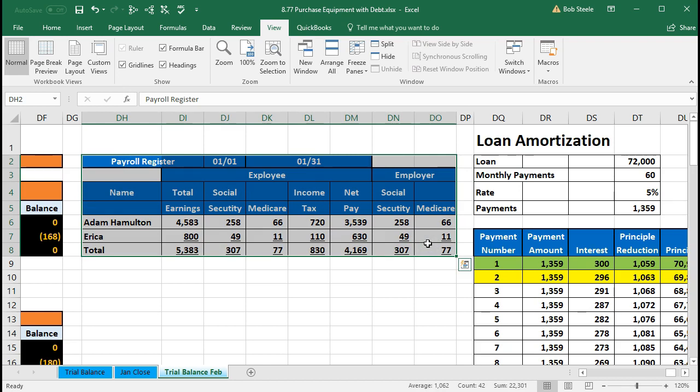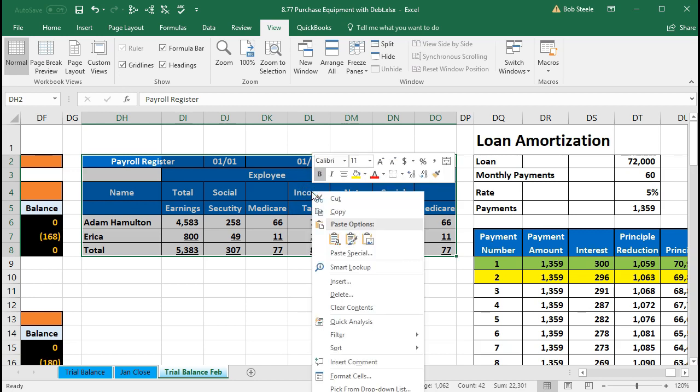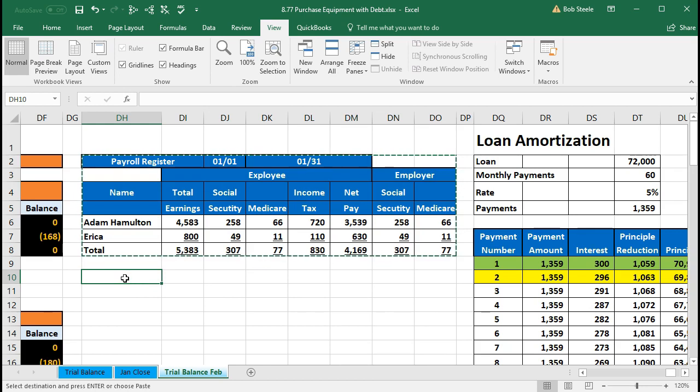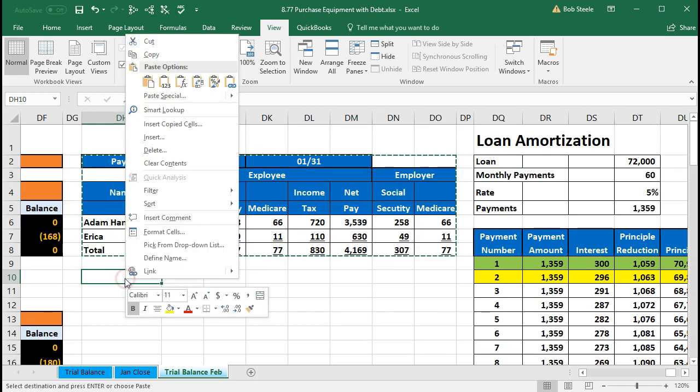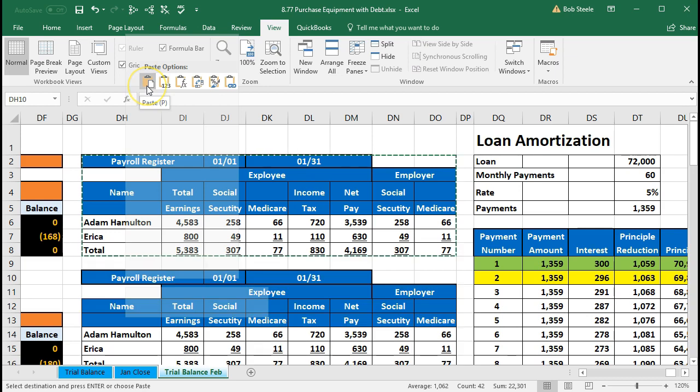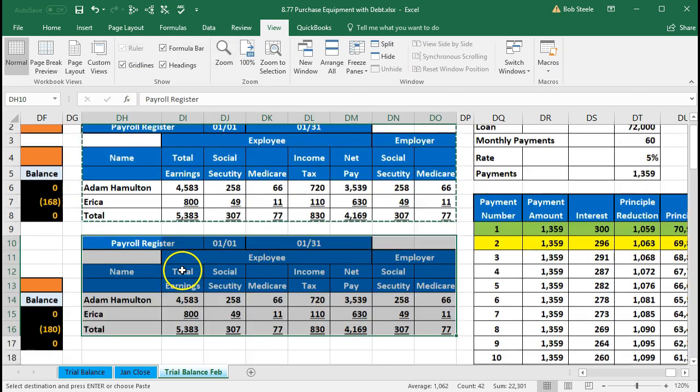DH2 to DO8. And then we'll let go and we'll right click on that selected area, and then we'll copy that. And we will put that underneath in DH10. So we're in DH10. We're just going to right click and paste regular, not 1, 2, 3, because then we won't have the nice blue on top. We're just going to paste the regular first item, and everything will then be there.